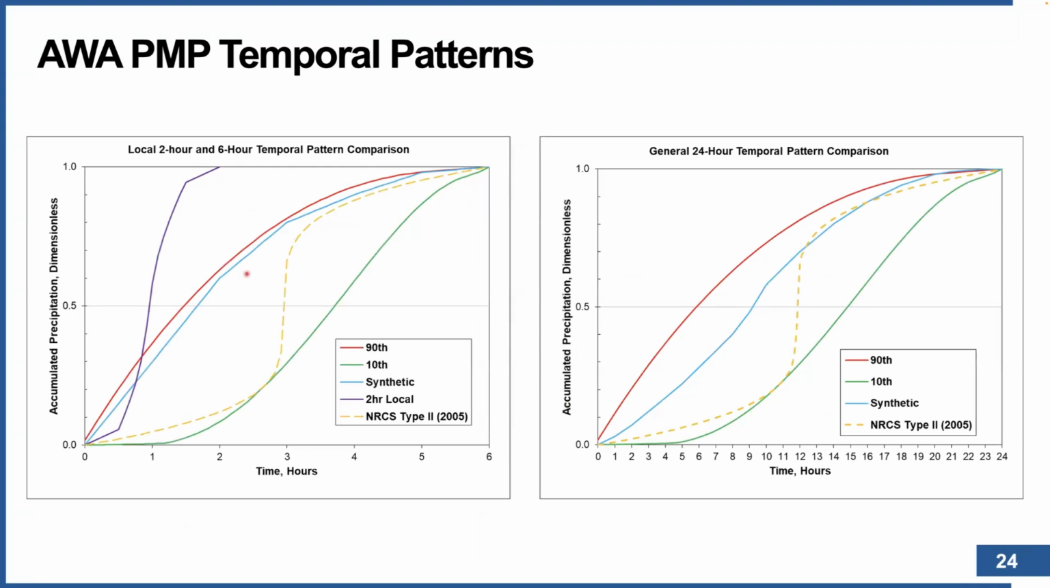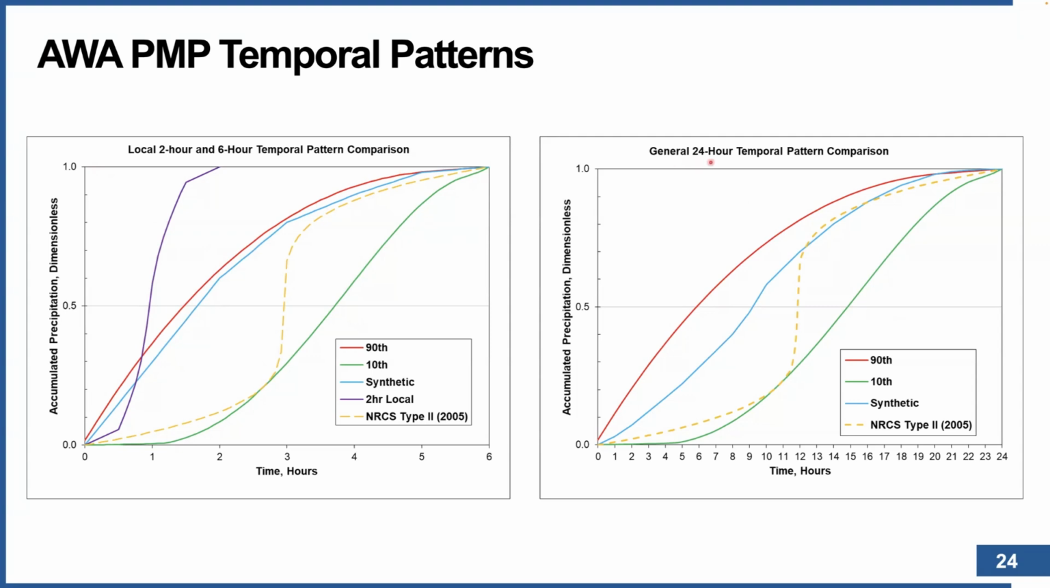What do those look like when you plot them graphically? So for example, here is our 2-hour local storm pattern, this purple line. And you can see how intense the rainfall is over that 2-hour period. Hence, that represents a local storm or a convective storm. And then you can look at the 90th and 10th curve. So the red line is the 90th and the green is the 10th, where you have higher accumulation in the early part of the storm and then it falls off later. In the 10th, you have higher accumulation in the latter part of the storm. And there's several different patterns that you can apply, as I just showed. And that's for the local storm.